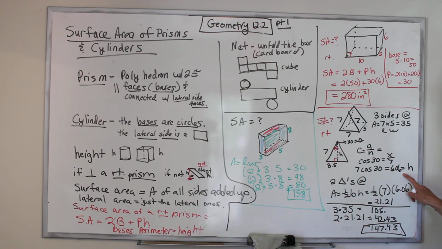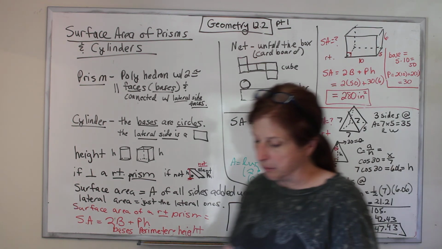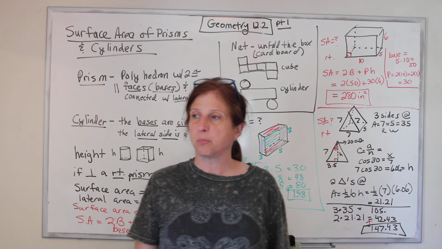It's 6.06. And now I have two triangles like this. And this is what one of those is. Area equals 1/2 base times height. 1/2 times 7 times 6.06, which is 21. Now I have 3 of the sides at 35 plus 2 of the triangles at 21. Add them up, and the answer is 147.43. That is the logical way for me to do it without having to remember special formulas.